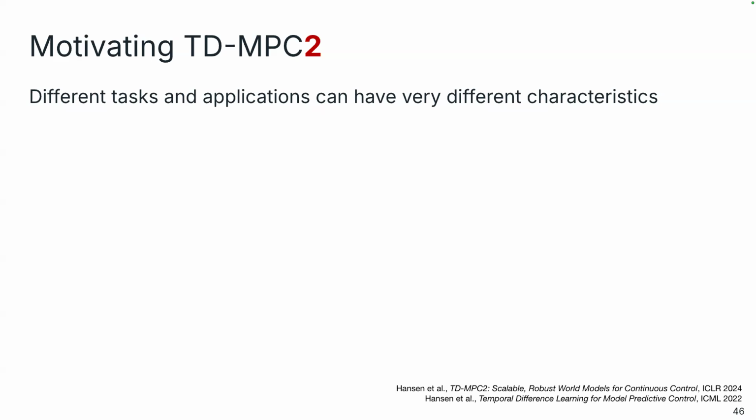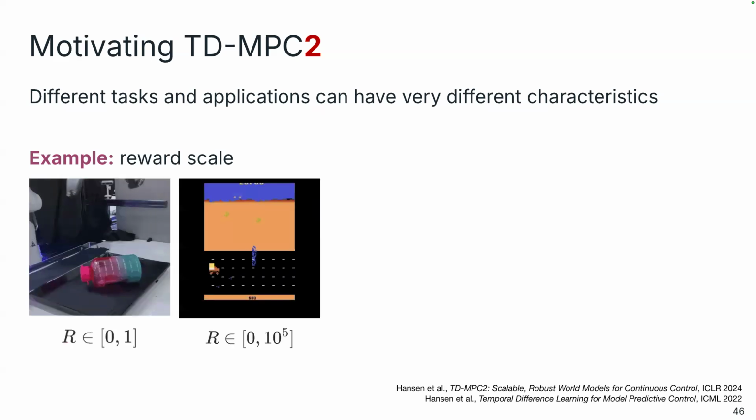And what we saw time and time again is that when you have a new task or a new application in mind, you might actually have to tune the algorithm quite a bit to work well on that specific task, because tasks are just inherently very different. One particular example of that is the reward scales for different tasks. In the bottle example, because we have this sparse task, where it's 1 if we solve the task and 0 otherwise, the range of rewards is pretty low.